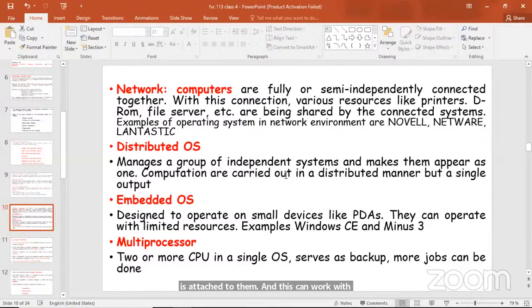Multiprocessors. This is a system where two or more CPUs are operating on a single OS. OS means operating system. They serve that if one of the CPUs fails, the other one continues to work. But if none of them fails, then more jobs can be done. So that's the advantage of the multiprocessor.